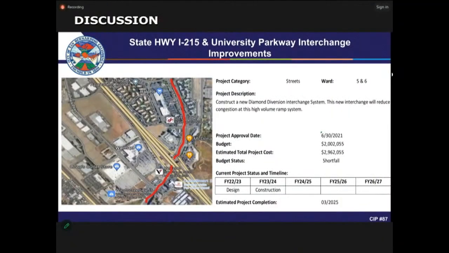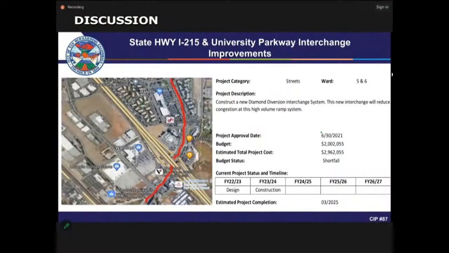Okay, the next project is the State Highway 215 at the University Parkway interchange improvement. We had the presentation from the SBCTA last week. So we're all aware of this innovative new diverging diamond interchange design, and this will really help improve the traffic congestion at this old and highly utilized interchange. The budget is about $2 million, and currently we expect the total estimated project cost to be around $2.962 million, so there's a shortfall of about $950,000.